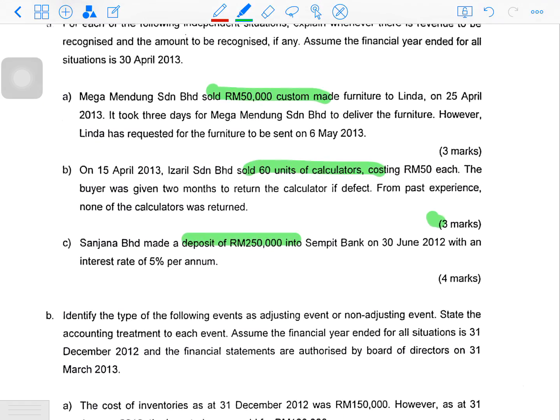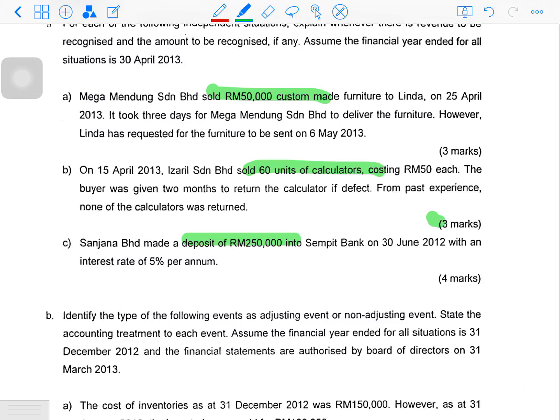On 15th of April, Izaril Berhad sold 60 units of calculators costing 50 each. The buyer was given 2 months to return the calculator. What is this? Sales and return, kan? Sales and return. Syarat dia apa? Kita biasanya recognize ni bila masa untuk penghantaran balik tu dah habis kan? Tapi kalau through experience, kalau masa tu biasanya tak ada siapa menghantar balik, kita boleh recognize immediately.